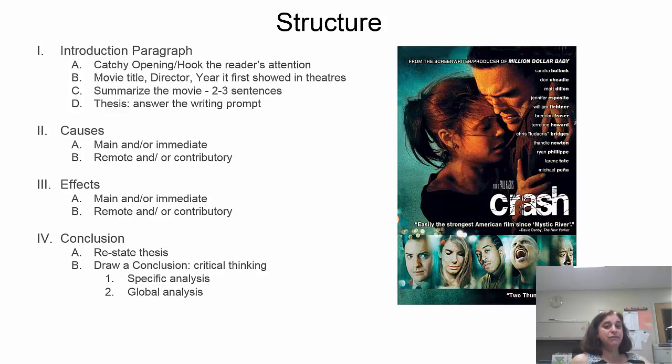You'd have an entire paragraph on causes. Make sure you identify them as main or immediate, remote, and contributory. Also, you'd have a paragraph on effects, again, main or immediate, remote, and or contemporary. You want to make sure you are not summarizing, you are not retelling the whole movie. You only want to recount scenes that directly are causes or effects.